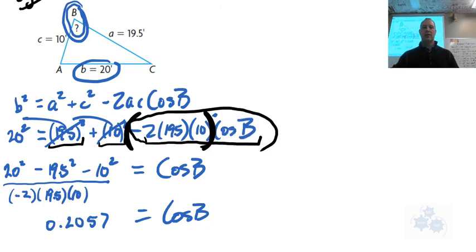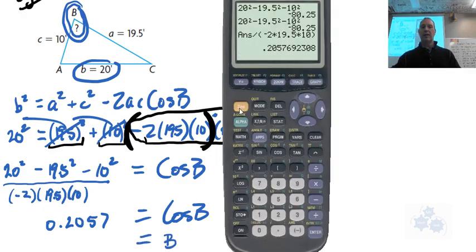Okay, so notice that this has to be less than 1. To find an angle B, this number has to be less than 1. And if it's negative, it's going to turn out to be positive. So how do you find B? Well, you should know how to do that. Second function cos, right? So cos to the negative 1, and you can just use your answer there.